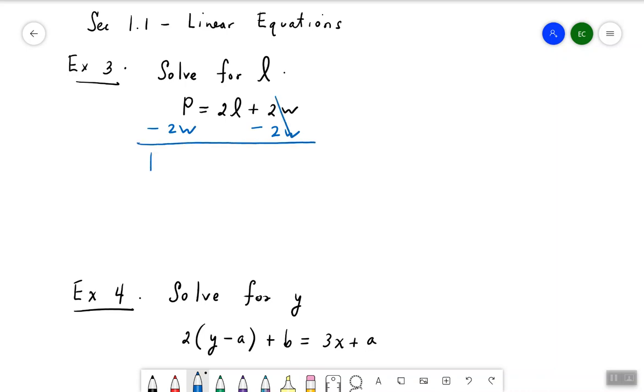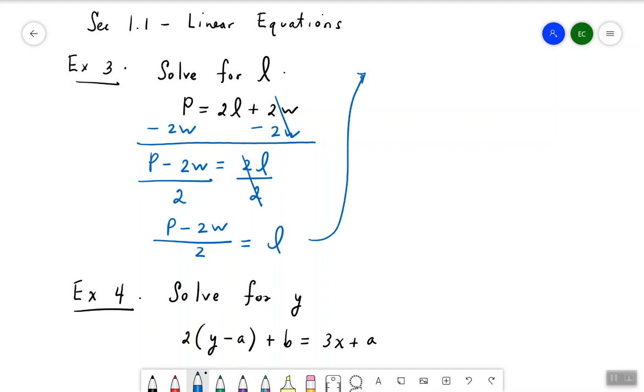And then we're left with P minus 2W on the left and 2L on the right. If we want to get L by itself, then we can just divide off the 2 on both sides, and we have P minus 2W over 2 is equal to L, because those 2's canceled. Usually when we write our solution, we put the variable that we've solved for on the left, so it might be nice just to switch the two sides and write L is equal to P minus 2W over 2. And then that would be great. That would be the final answer.